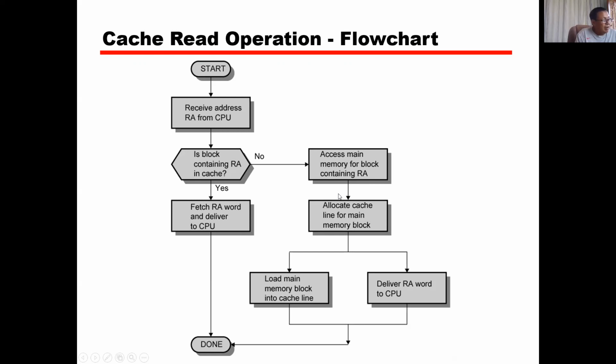Allocate cache line for main memory block. That means it will allocate the cache. If there was a previous occupant, that block will have to be saved back, and then made vacant properly, and then the memory block is loaded into the cache line and the memory word is delivered to the CPU. And it goes back. Most probably the whole block is there. So the operation of the CPU will be restricted to this straightforward process.